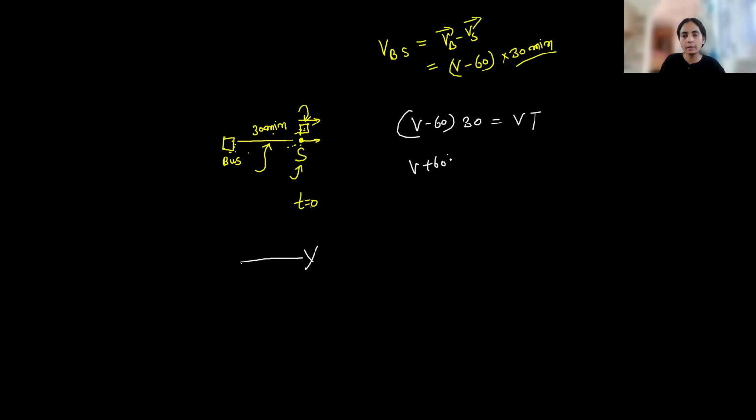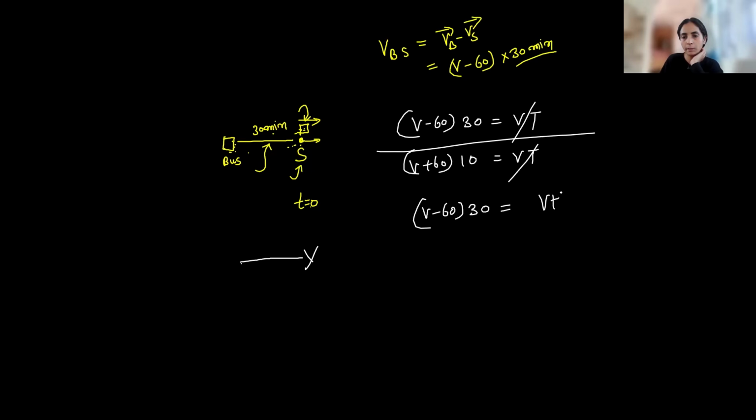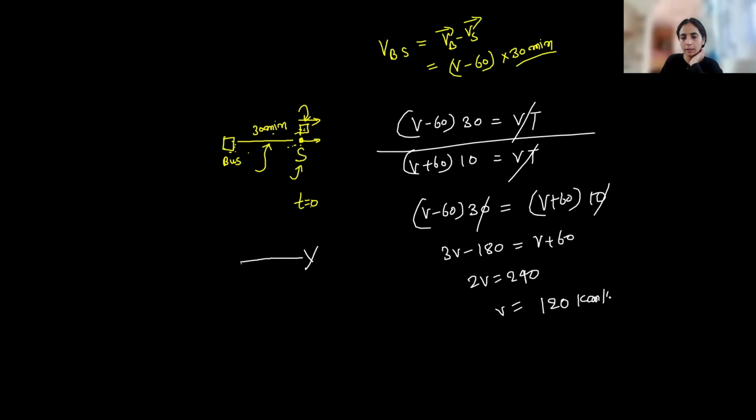So v plus 60 into 10 will be equal to vt. Done. Cancel these two equations like this. So v minus 60 into 30 is equal to v plus 60 into 10. So this got cancelled: 3v minus 180 is equal to v plus 60. So 2v is equal to 240. So v is equal to 120 kilometer per hour. Okay, so this will be the answer.